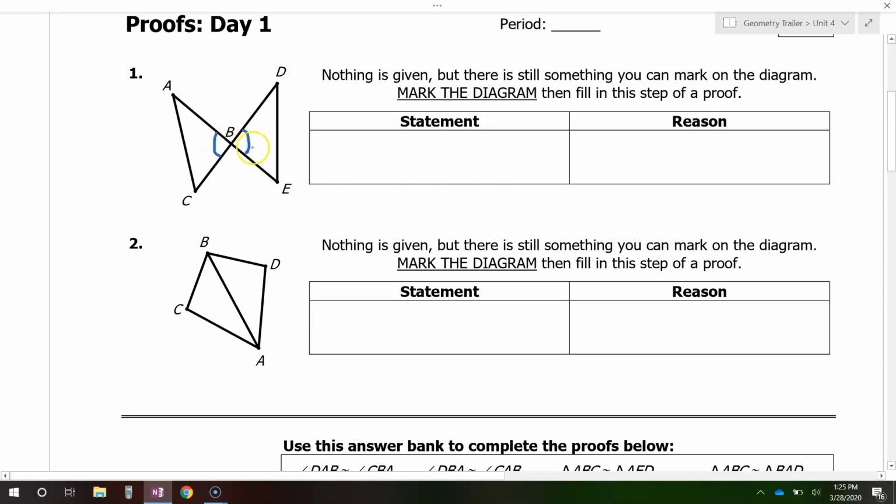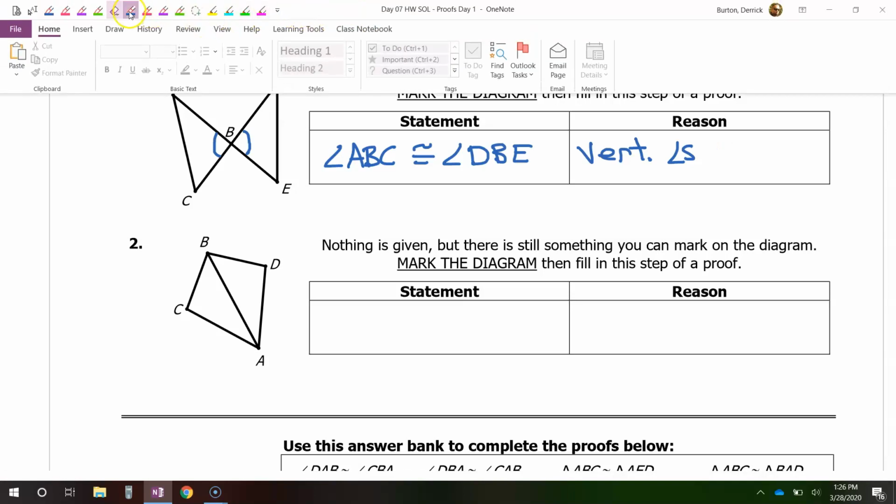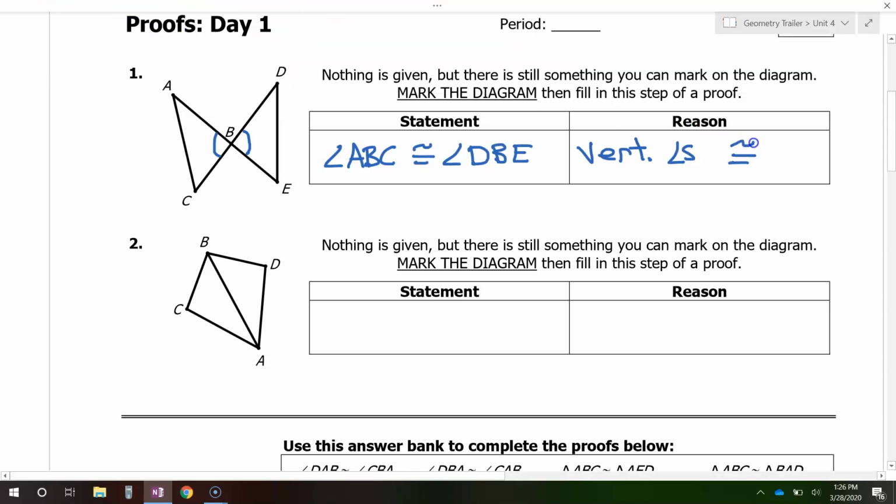So in this case, that's angle ABC, which will be congruent to angle DBE. And the reason is, you can either say vertical angles theorem, or you could say vertical angles are congruent, which is basically what the vertical angles theorem says. Either way.